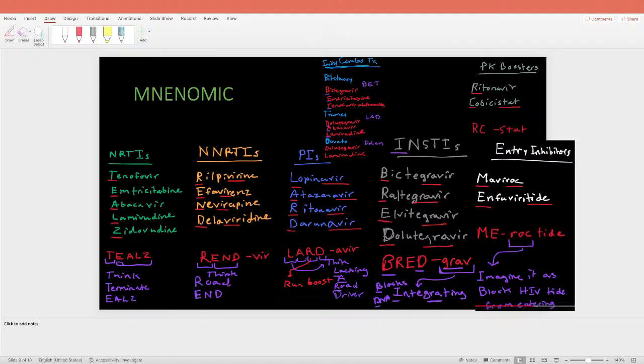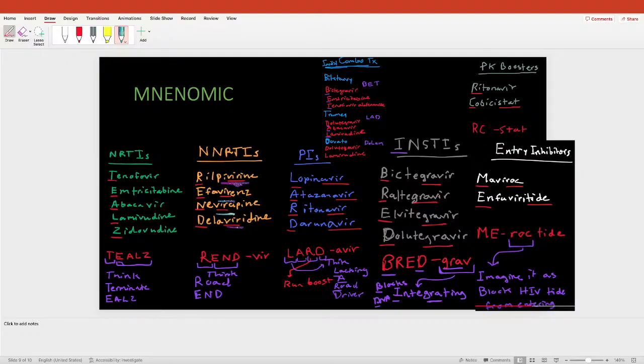So check it out. See here how it's listed within the name, not at the end. That will help you understand the differences between these drugs, in case you get a question on a test.